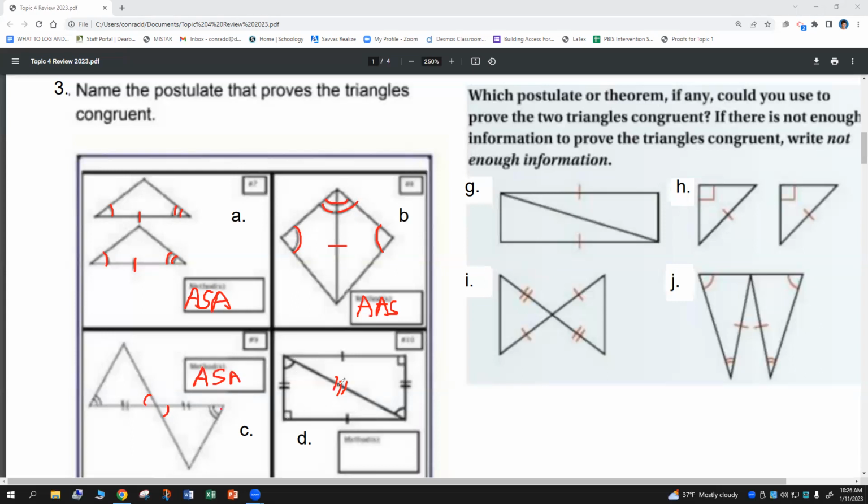We have right triangles. The hypotenuses are congruent. And we have at least one pair of sides. So any of them are going to work. I'm just going to put side, side, side. Okay, but you could put any of them, whichever one you want there.